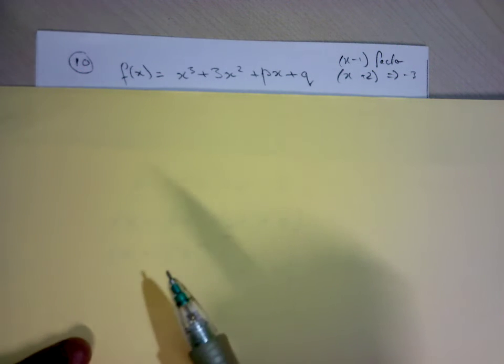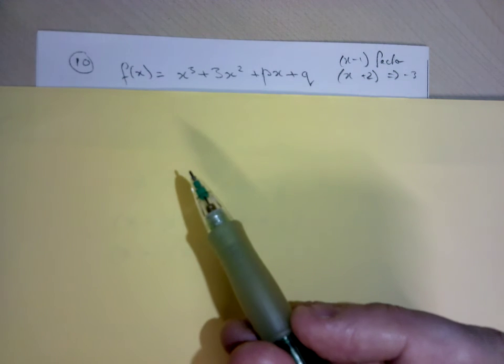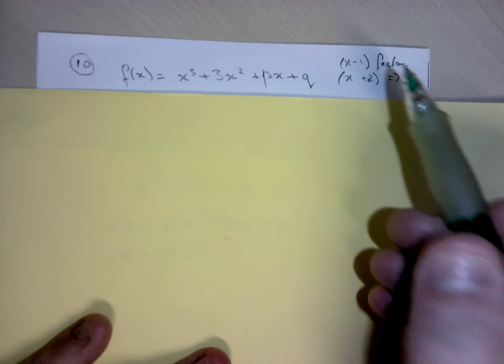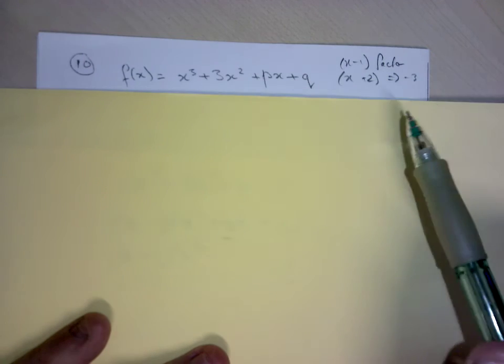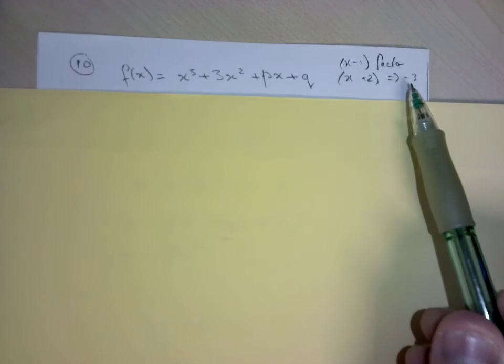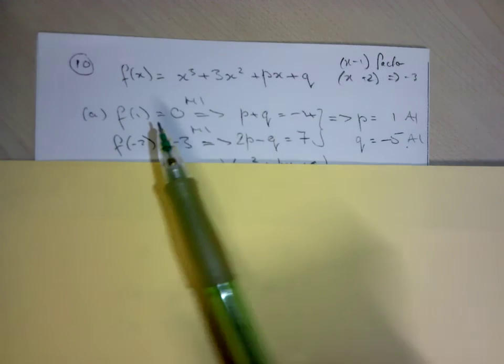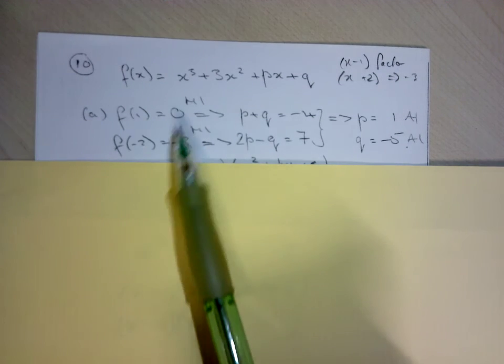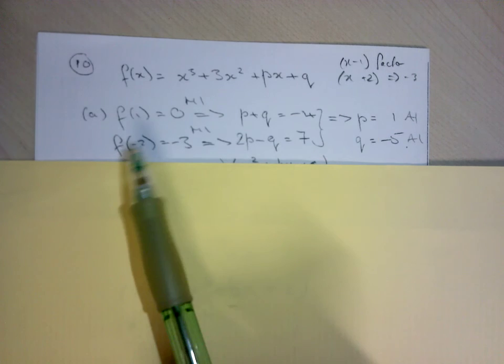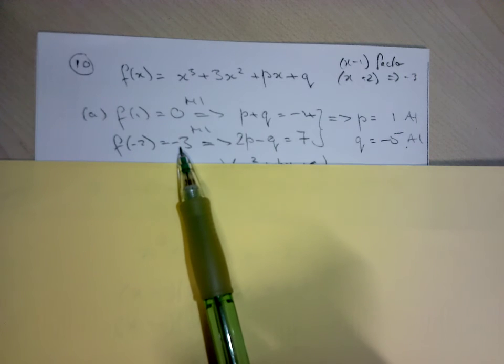On to question 10. With the function that's given, you're given the information that x minus 1 is a factor and that x plus 2 leaves a remainder of minus 3. So I set up using the factor and remainder theorem. X minus 1 is a factor, so f of 1 is 0. X plus 2 gives me f of minus 2 is a remainder minus 3.